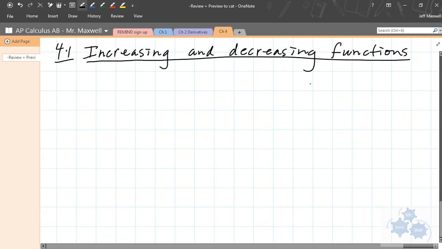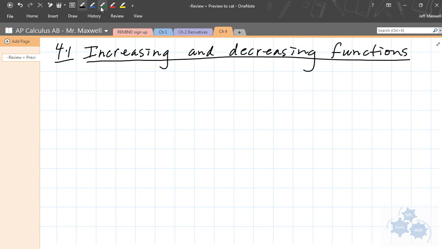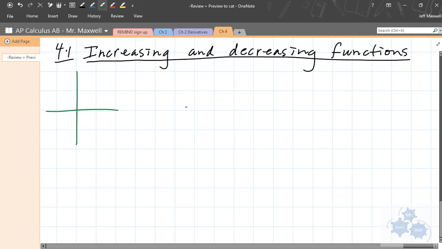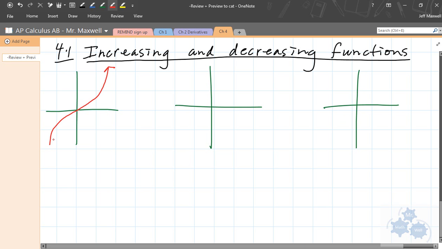But 4.1 here is increasing and decreasing functions. So if I draw a few functions for you, like this. First of all, anybody have a guess what this function is? Y equals, anyone remember from last Pre-Calculus 30? Yes, x cubed, good, that would be a good guess. This general shape right here is y equals x cubed. Now we don't know exactly what it is, but that's a good guess.